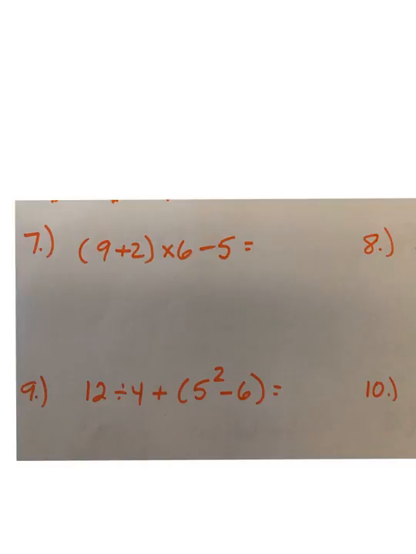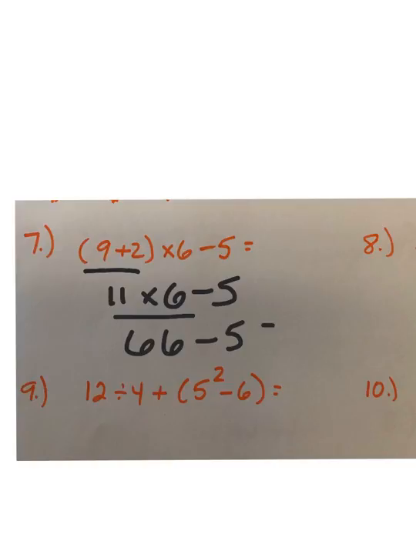For your assignment for today, number 7, if you work these out looking at the PEMDAS, you go through and find parentheses, so you have to do those first. Then I'll rewrite. The multiplication or division from left to right, it's right there. So 11 times 6 is 66. 66 minus 5 gives us 61.